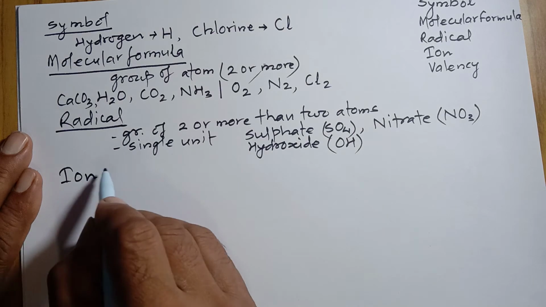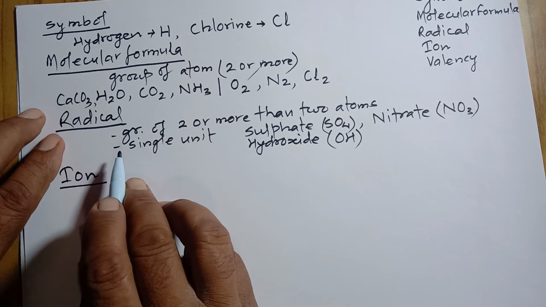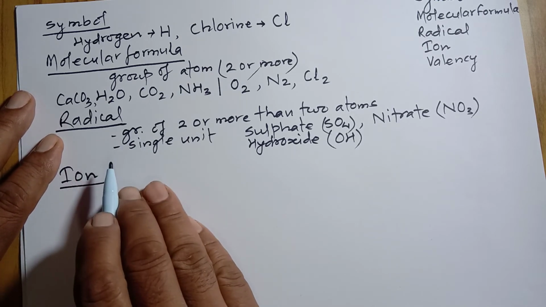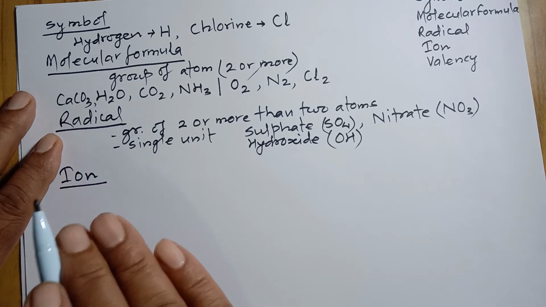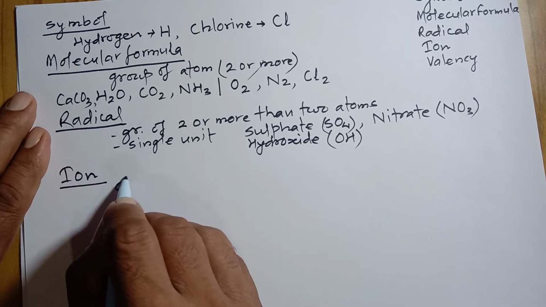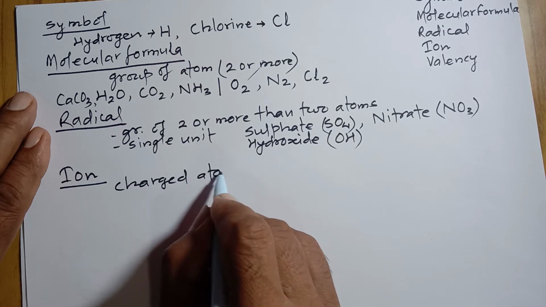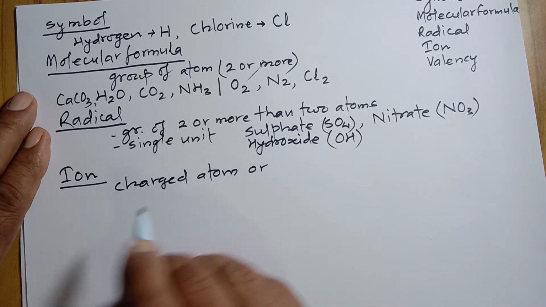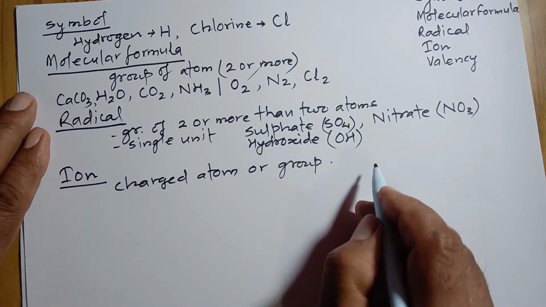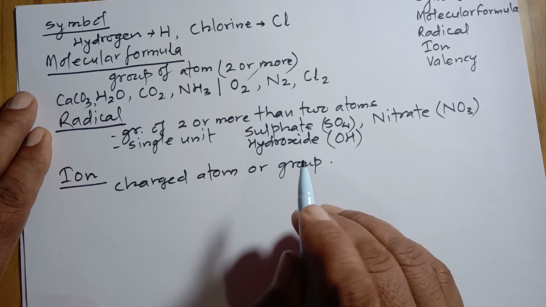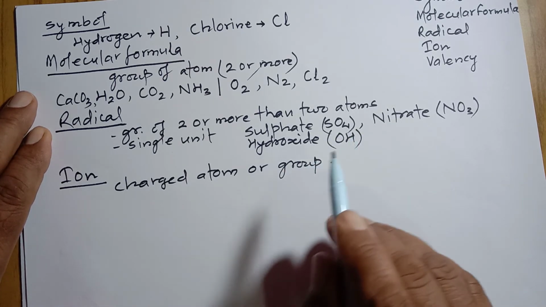How to define ion? What is ion? Ion is somewhat similar to radical, but exactly not radical. A charged atom or group of atoms. A charged atom or charged group of atoms is called what? Ion.